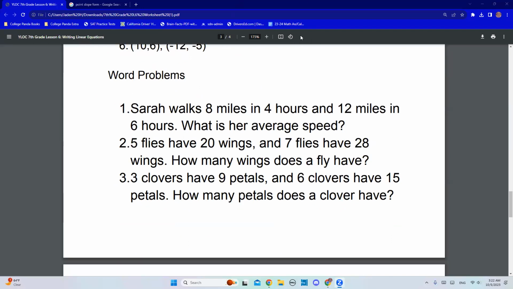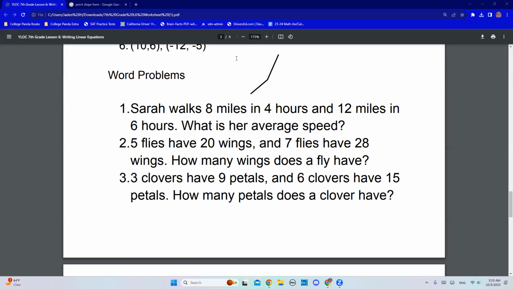And the final problem, Sarah walks 8 miles in 4 hours and 12 miles in 6 hours. What is her average speed? So initially, this is what the graph will be looking like. So she walks 8 miles in 4 hours. So she'll be walking at a slower pace for the first 4. And then 12 miles in 6 hours.